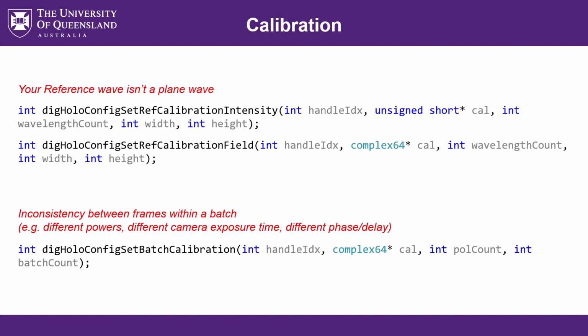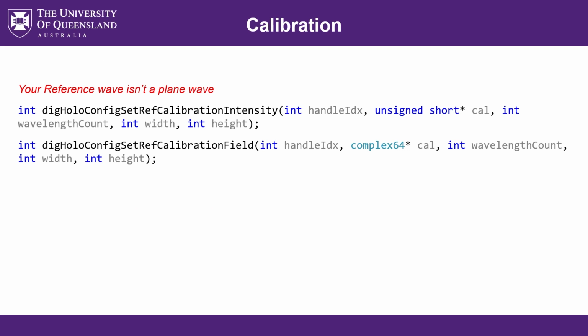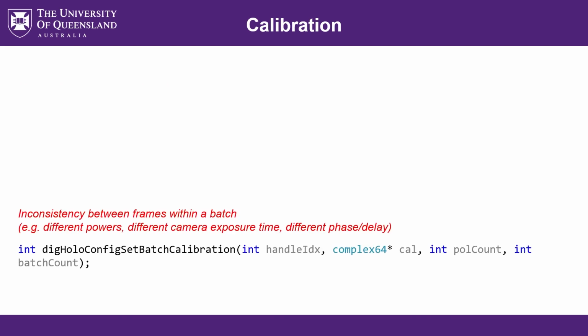There are routines for calibration. Maybe your reference wave isn't a good plane wave. Maybe it's got some non-uniform intensity or phase. You can calibrate that out. Or maybe every frame in your batch isn't the same. Maybe every frame was captured at a different camera exposure or a different source power. Or perhaps there's some delay or phase dependent factor you want to remove. You can calibrate all those out as well.